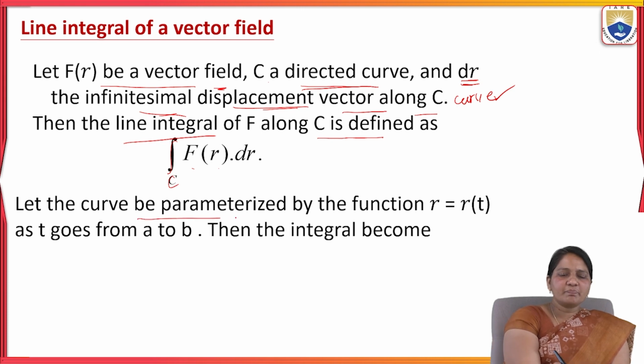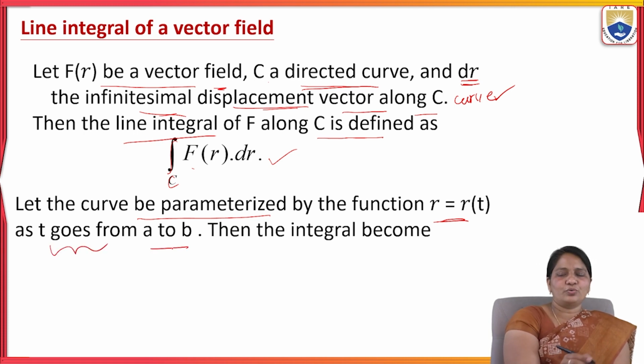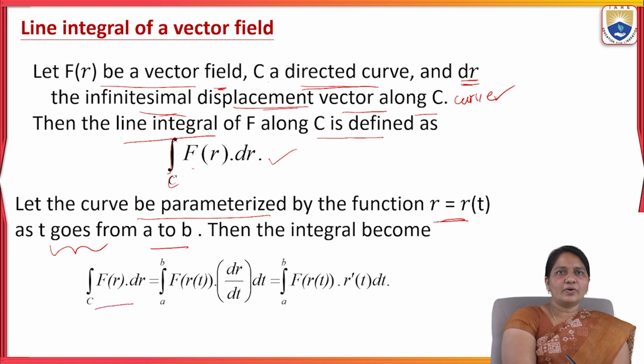Let the curve be parametrized. Before this, we were taking a general curve. If it is parametrized, then we take r equal to r of t, as t goes from a to b. Then the integral becomes the integral of F of r dr equal to the integral from a to b. The function is F of r, but here r is in terms of t, so F of r of t. And dr, we multiply with dt, so dr by dt into dt.